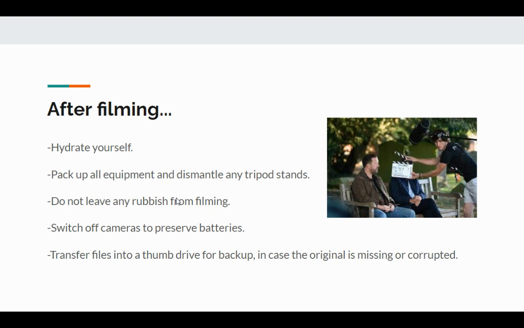Don't go to extra trouble and hit somebody else with it. Do not leave any rubbish. Okay, all these are common sense. Even though you're not filming, you should always practice all this.